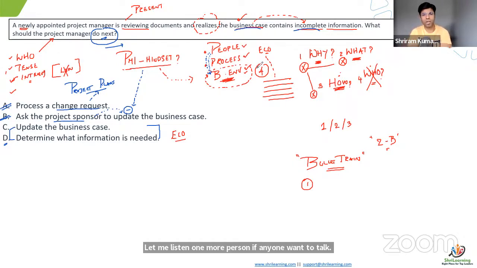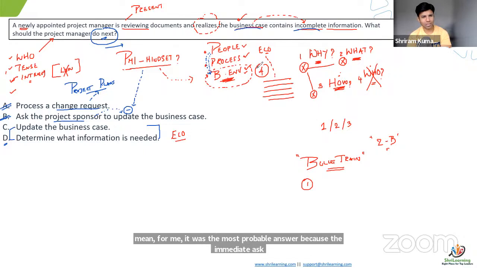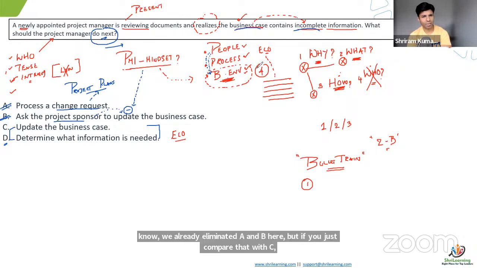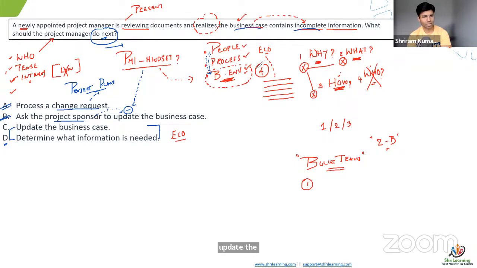Rishikesh, you want to say something about D? I mean, for me, it was the most probable answer because the immediate ask here is, what should the project manager do next? If you compare that with C, B, or A, we already eliminated A and B here, but if you just compare that with C, update the business case, when you are a newly appointed project manager and you plan to update the business case, then you obviously have to find some information before updating that, right? And finding that information shall be the next step rather than just updating the case.